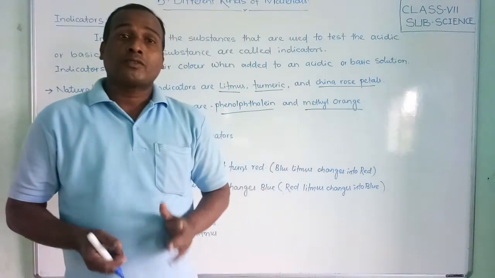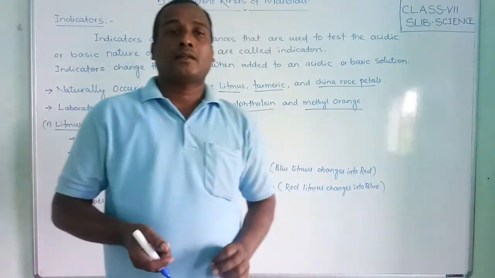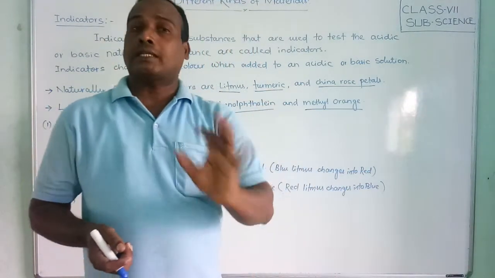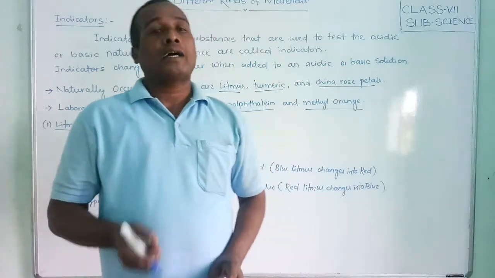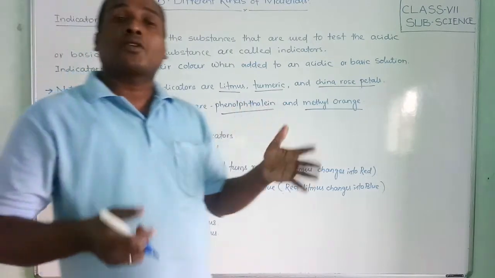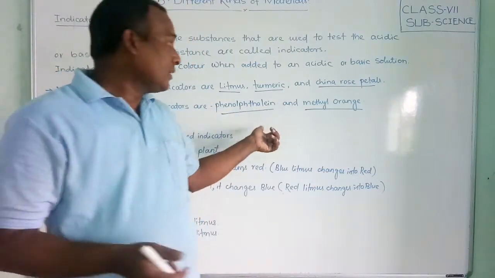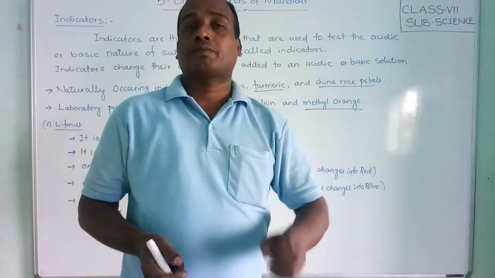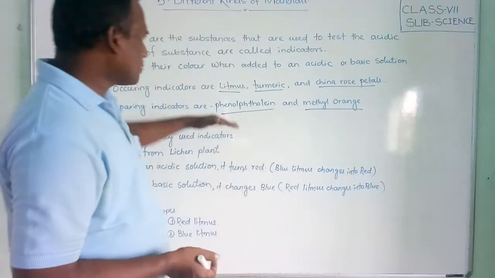Naturally, what are we getting? We are getting litmus paper, turmeric and china rose petals. The petals of china roses, those petals we are using as indicators. Okay, and the second type we get from the laboratory. From the laboratory we are preparing phenolphthalein and methyl orange. Phenolphthalein and methyl orange. Okay, students.